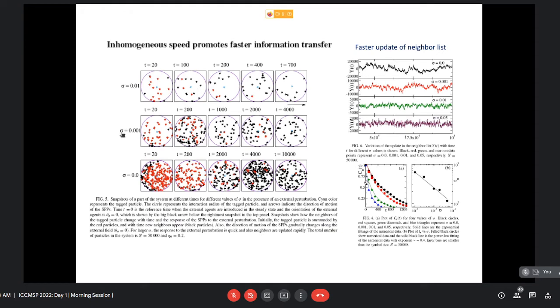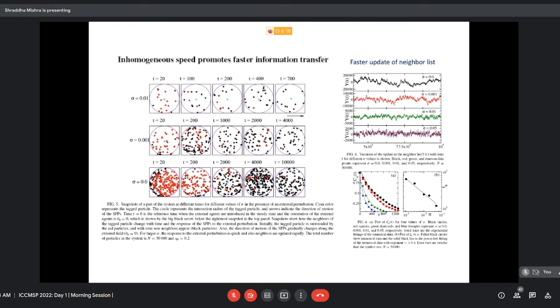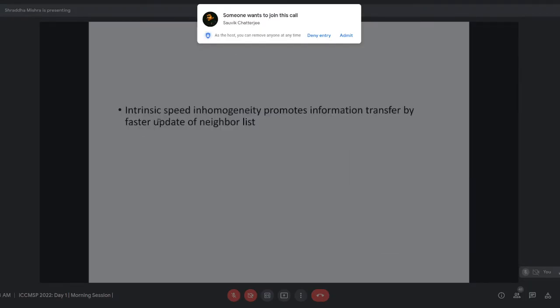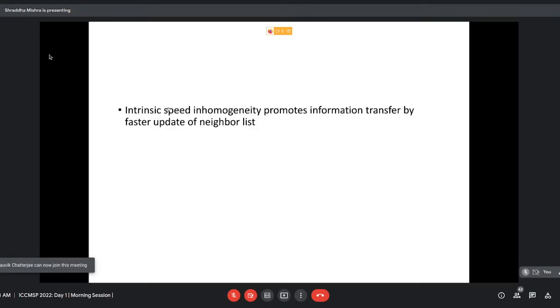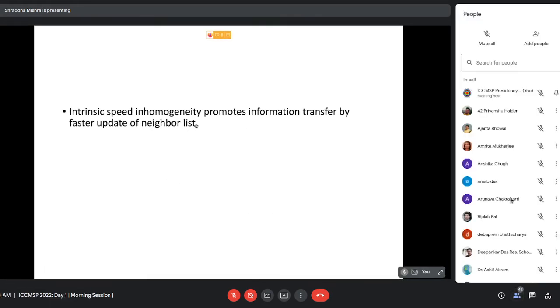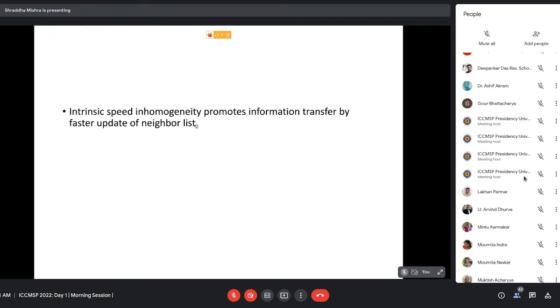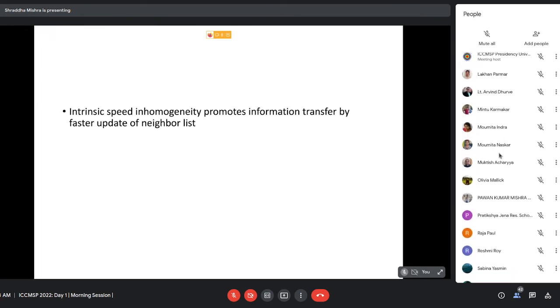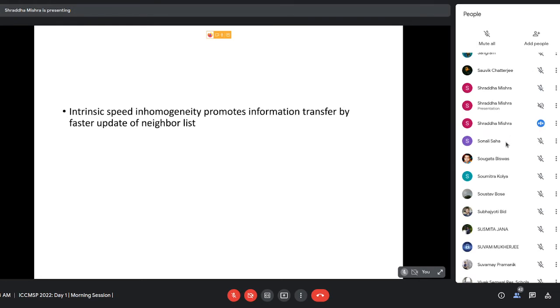So this faster update of neighbors leads to quicker information transfer in the system, and that promotes the enhanced ordering. With this, I would like to conclude that the intrinsic speed inhomogeneity promotes information transfer by a faster update of the neighbor list, which is not present for sigma equal to 0. So these inhomogeneities again act in a positive sense, and promote ordering in the system.